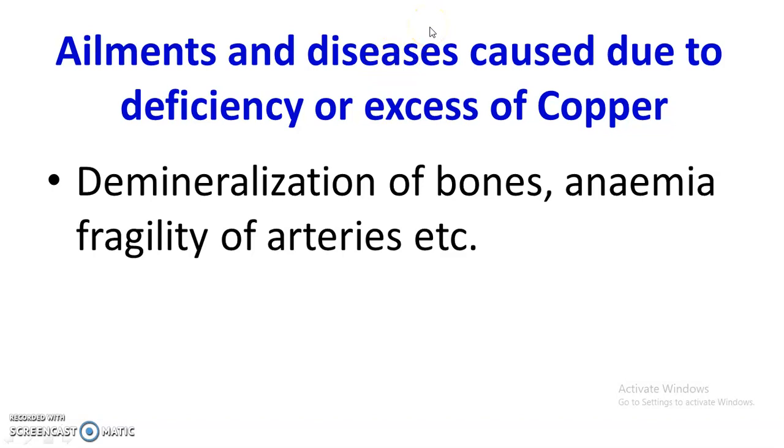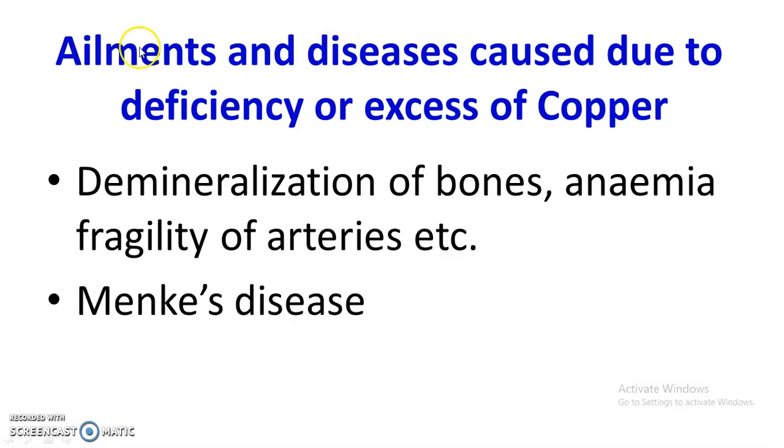Now if copper is not absorbed in the intestine, then it gives rise to Menkes disease. This disease is characterized by a lower concentration of copper in plasma or urine, anemia, depigmentation, and kinking or spiraling of hairs.